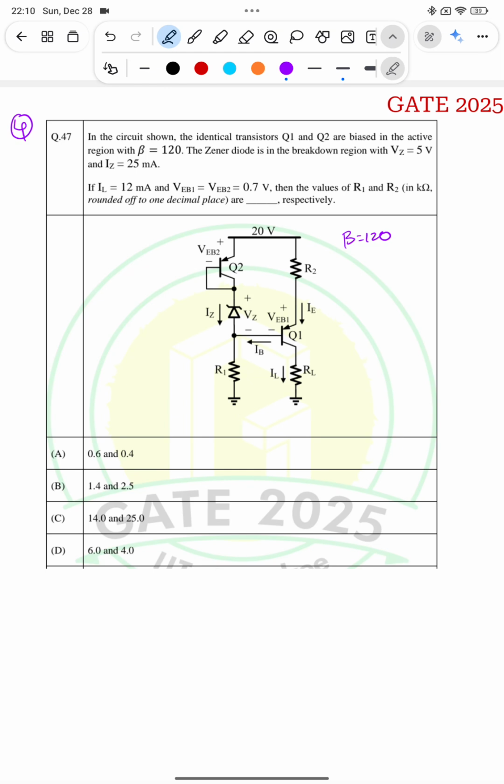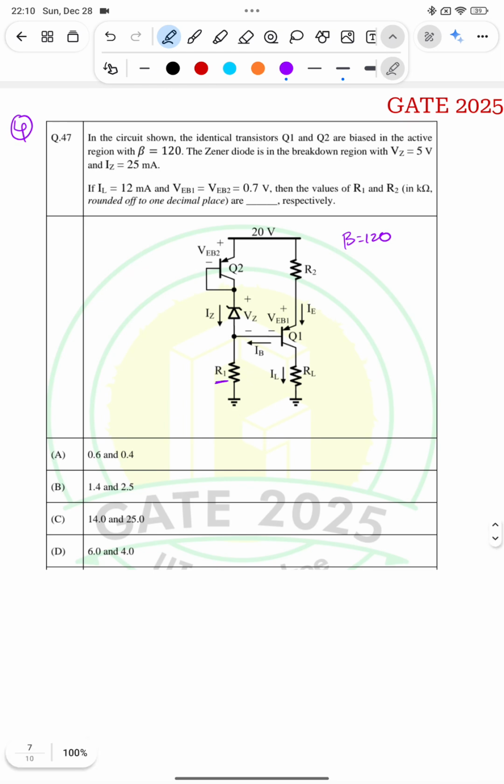The Zener diode is in breakdown region with Vz equal to 5 volt and Iz equal to 25 milliampere. If IL is 12 milliampere and VEB1 equal to VEB2 equal to 0.7 volt, then the values of R1 and R2 in kilo ohm are dash respectively. So we need to find the values of R1 and R2 in this circuit. We have been given two transistors Q1 and Q2, both PNP and both identical. Let us solve this.